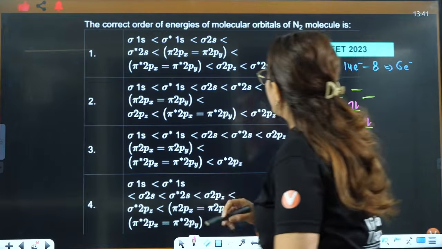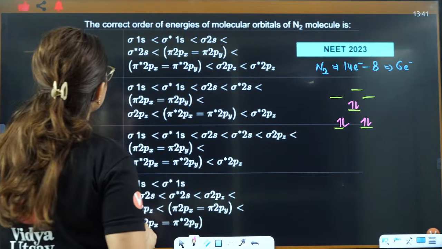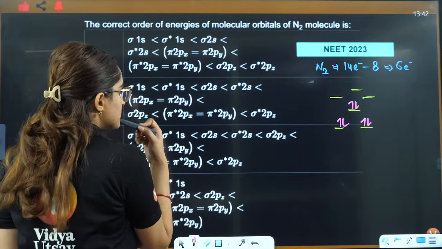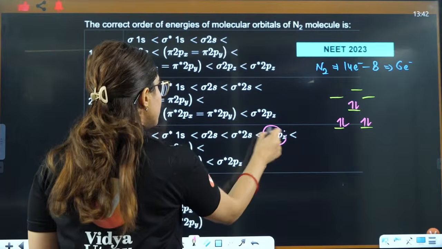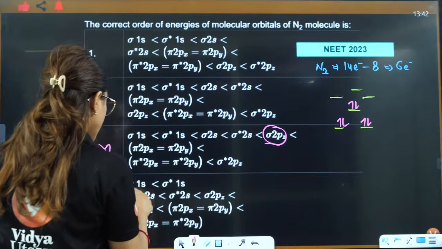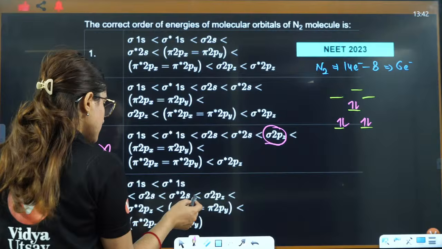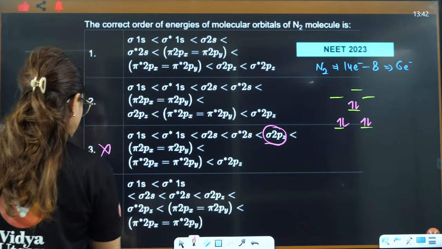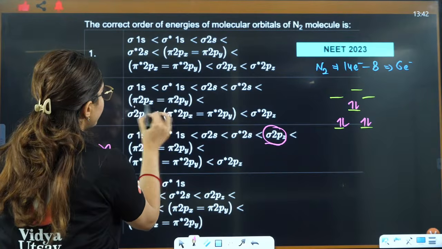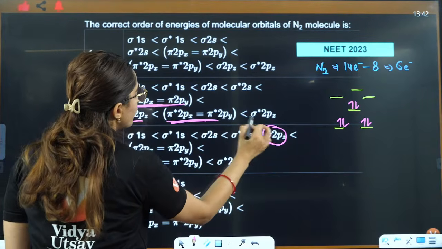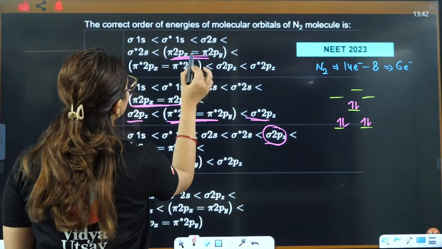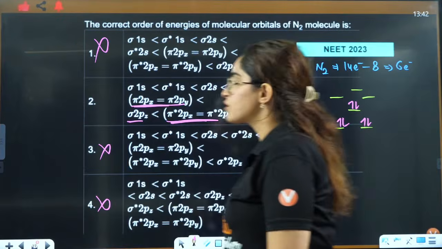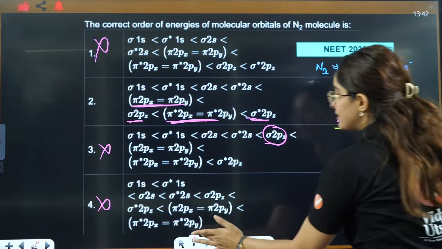Okay? So order of energies. Sigma 1s, sigma star 1s, sigma 2s, sigma star 2s. Then it will be 2, 1, 2, 1. This is 1, 2, so this is eliminated. Sigma, sigma star, sigma this. Then this is 2p, 1, 2. Now this is also eliminated. This will be 2, 1, 2, 1. This is also 2, 2, 1, 1. Again eliminated. So now I'll tell you how to represent this 2, 1, 2, 1.